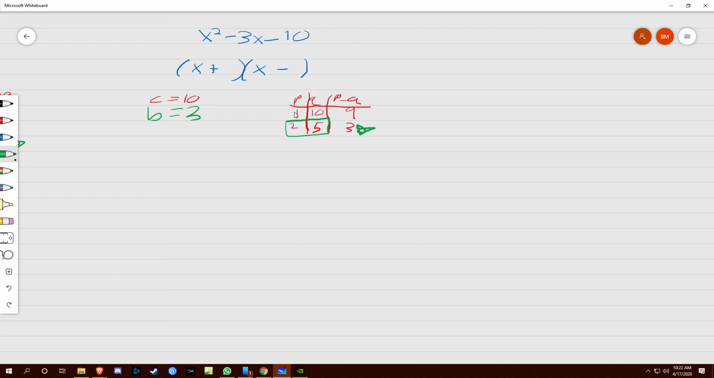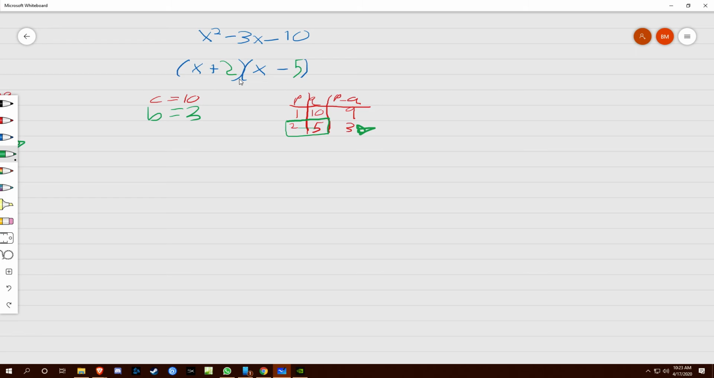Now, the one additional step that's on this paper that we haven't talked about yet is the last step. It says the biggest number between P and Q, so the biggest number between 2 and 5, which is going to be 5, gets the middle sign, gets the B sign. Well, our B sign is negative. So our B is negative. That means 5, my biggest number, gets the negative sign, and 2 gets the positive sign.